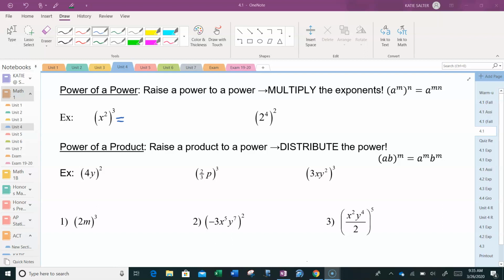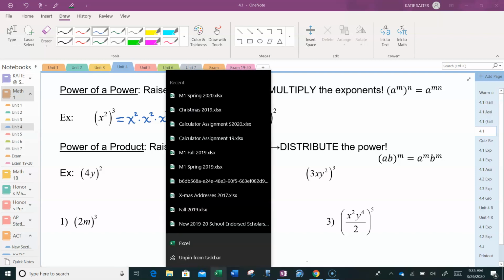Going back to our rule about multiplying like bases, if we have x squared raised to the 3rd power, let's put that in expanded form. Doesn't that really mean x squared times x squared times x squared? And then if we go back to our rule about multiplying like bases, we know that when we multiply like bases, we add the exponents. So 2 plus 2 plus 2 gives us 6. So this becomes x to the 6th.